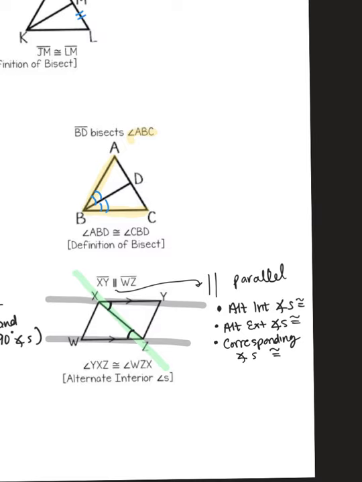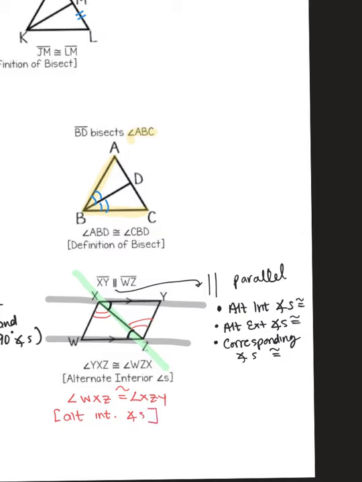There's actually another pair of alternate interior angles here. We have this guy, angle WXZ. That would be congruent to this one, angle XZY. And those are also alternate interior angles.